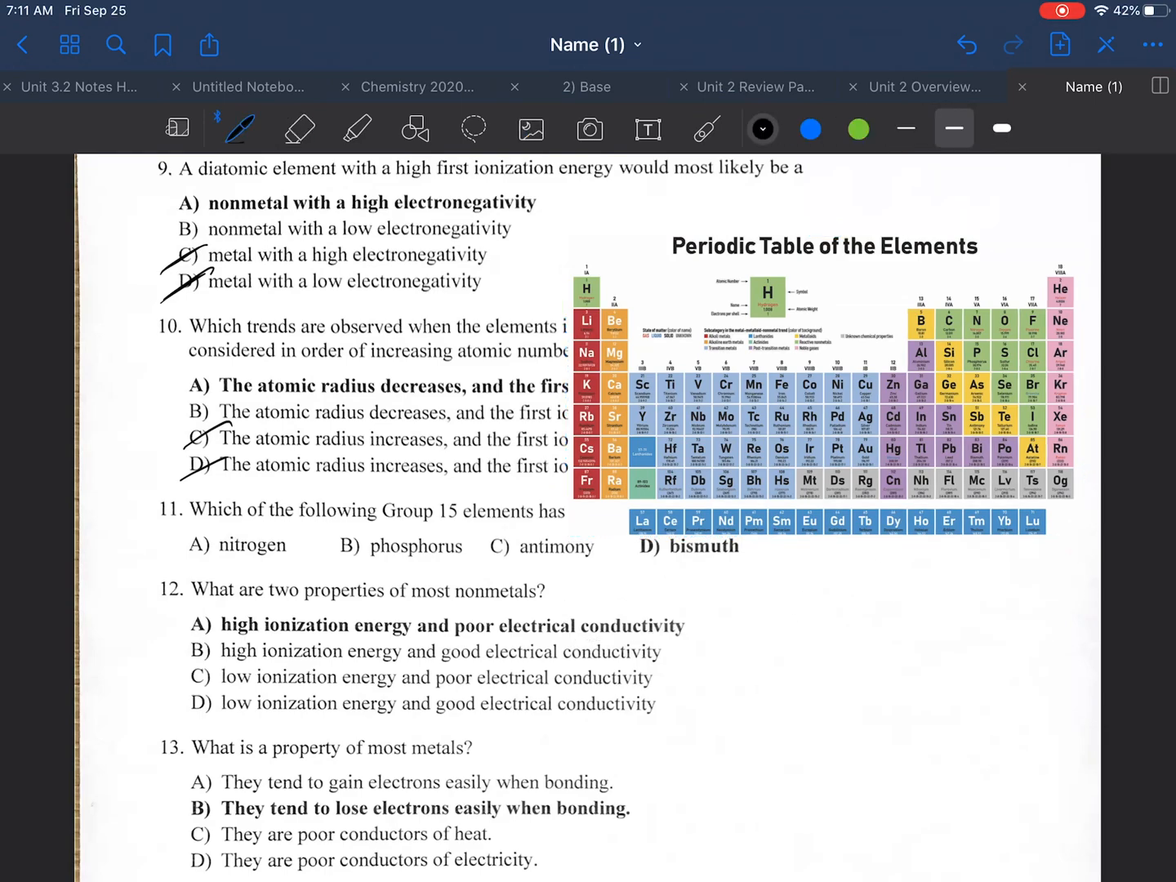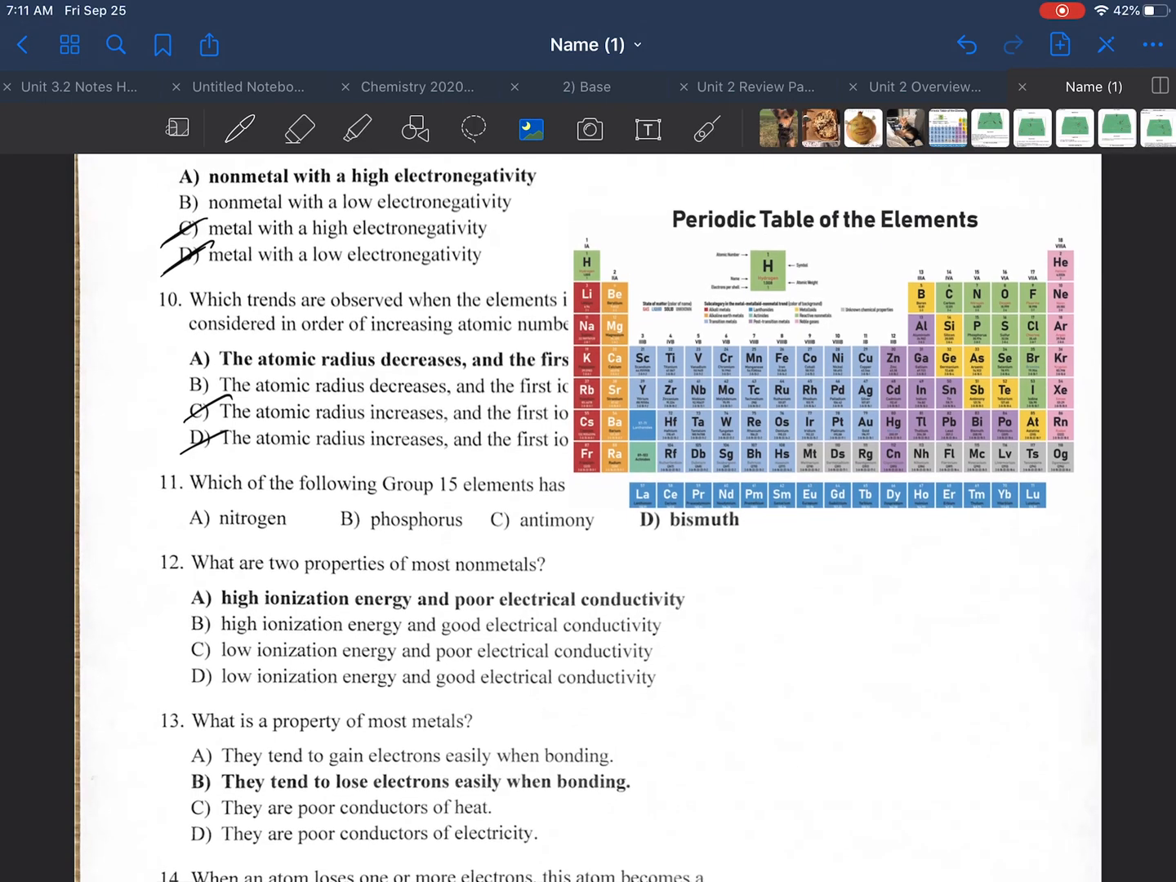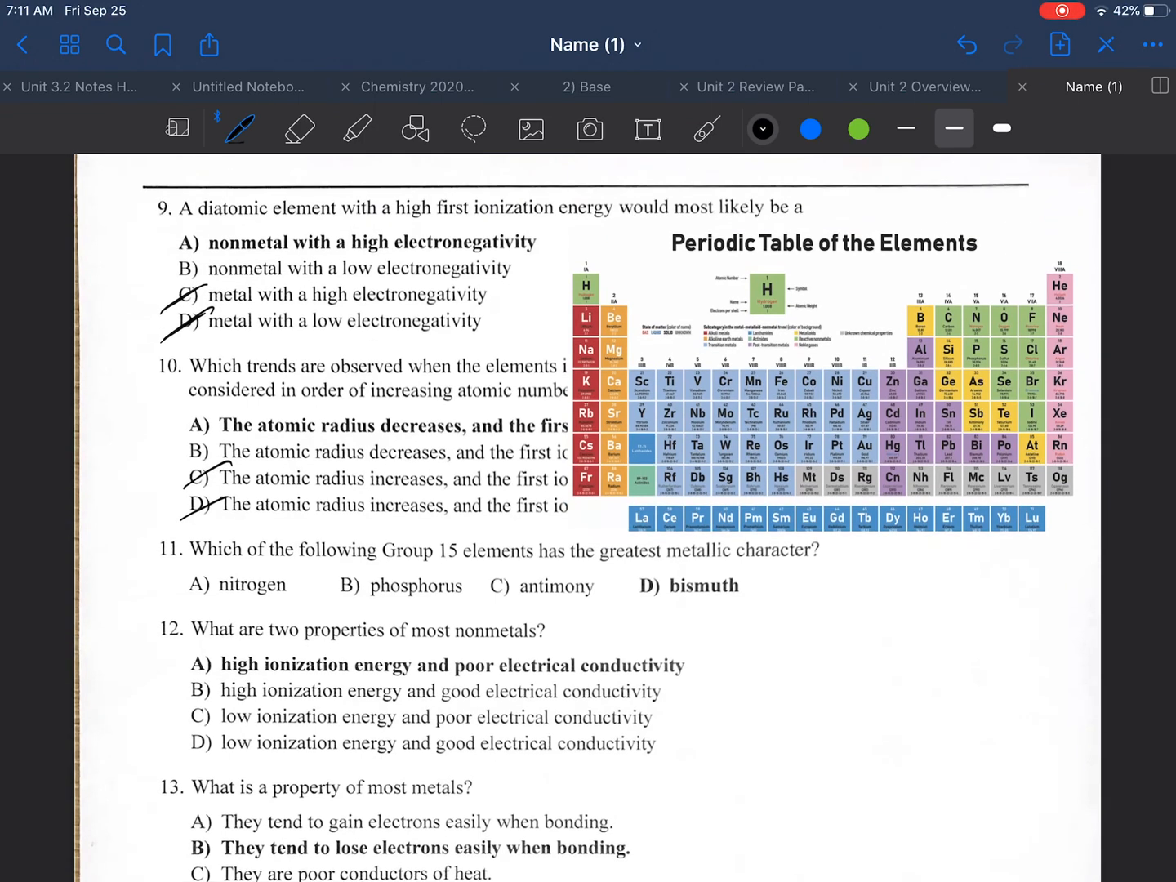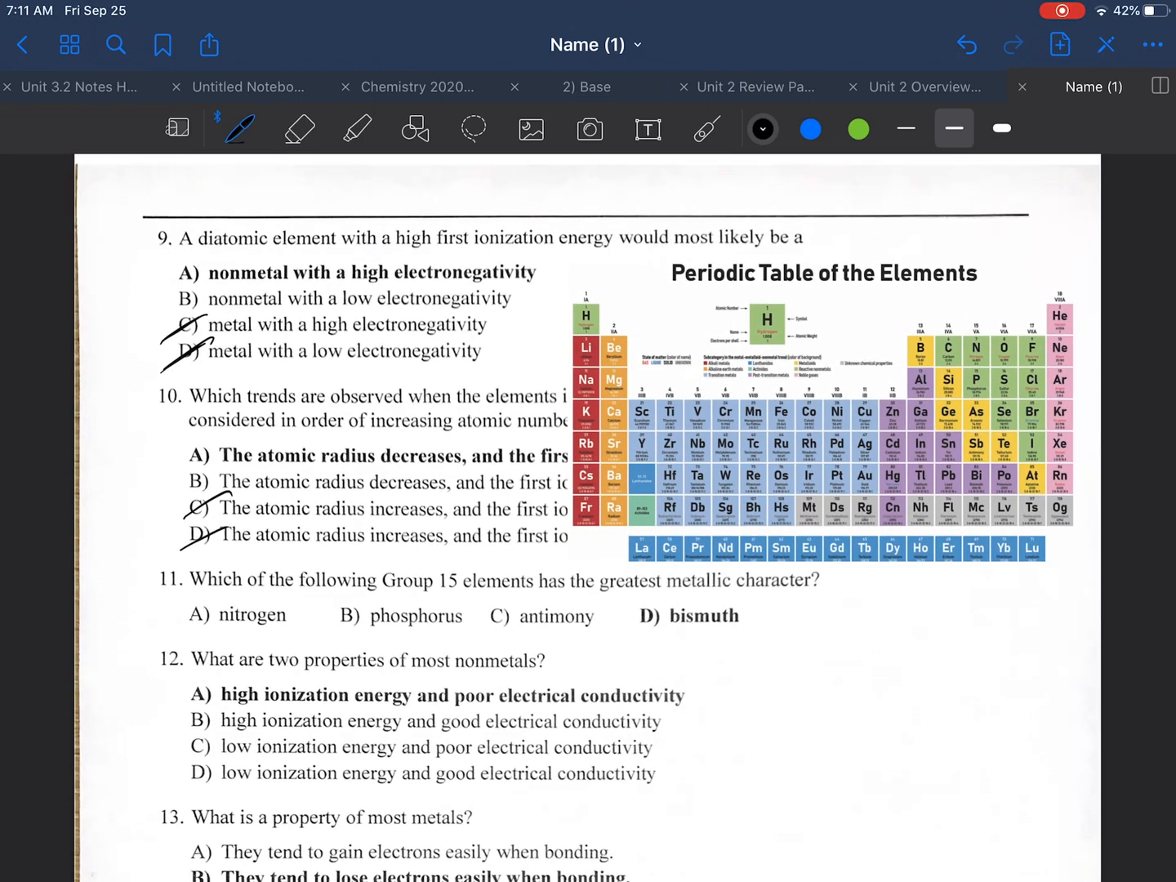Okay, so which one of the following group 15 elements has the greatest metallic character? All metallic character means is it acts like a metal. What do metals like to do? They like to lose electrons. So what it's asking is which of the elements wants to lose electrons the most? Remembering that ionization energy is the measurement of that. So things with a low ionization energy are okay giving up electrons. So here we're looking at ionization energy trends.